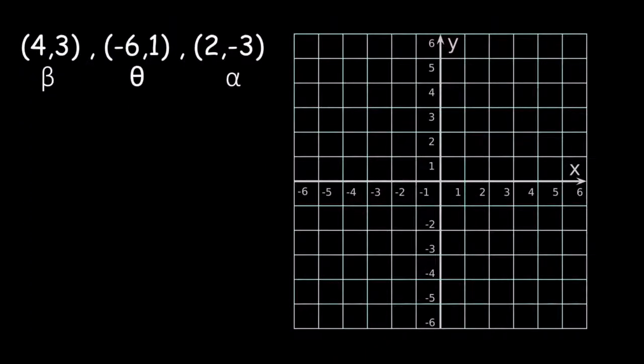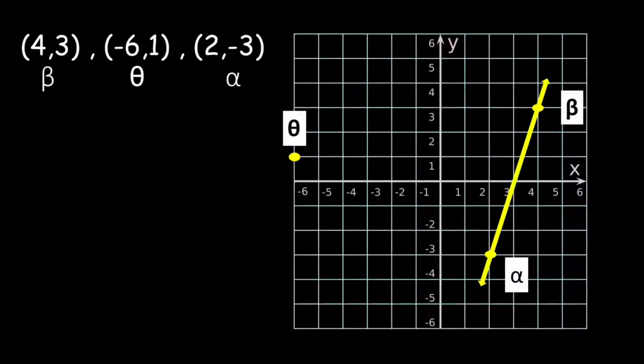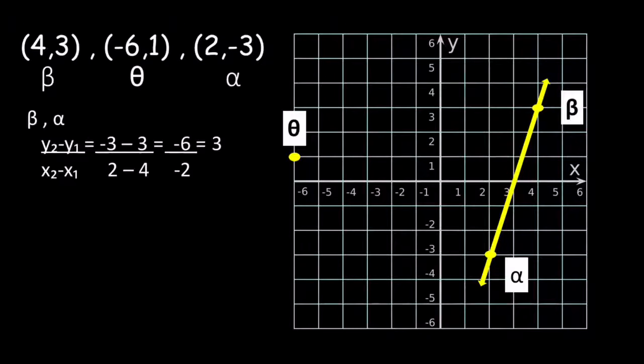Let's plot the following points: (4, 3) beta, (-6, 1) theta, (2, -3) alpha. Let's first get the slope of beta and alpha. In getting the slope, the formula used is y sub 2 minus y sub 1 over x sub 2 minus x sub 1. Let's just substitute it from the points of beta and alpha. We would get 3.